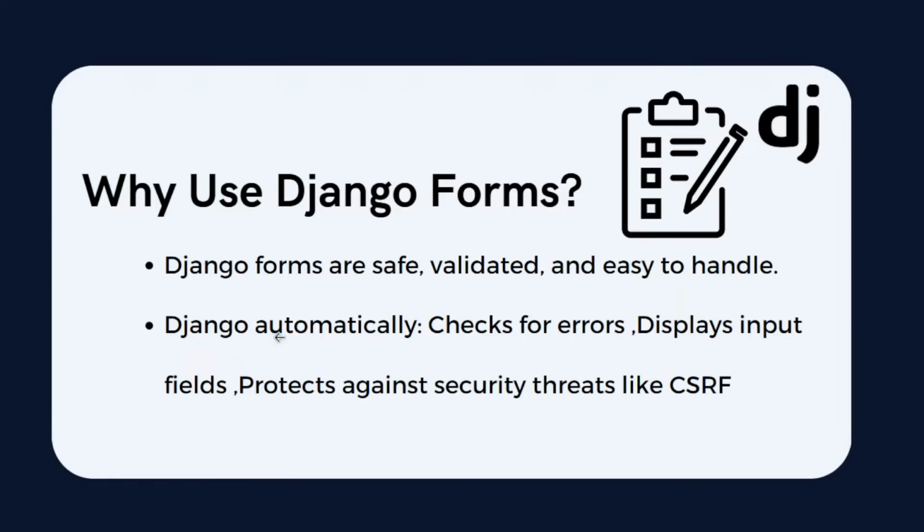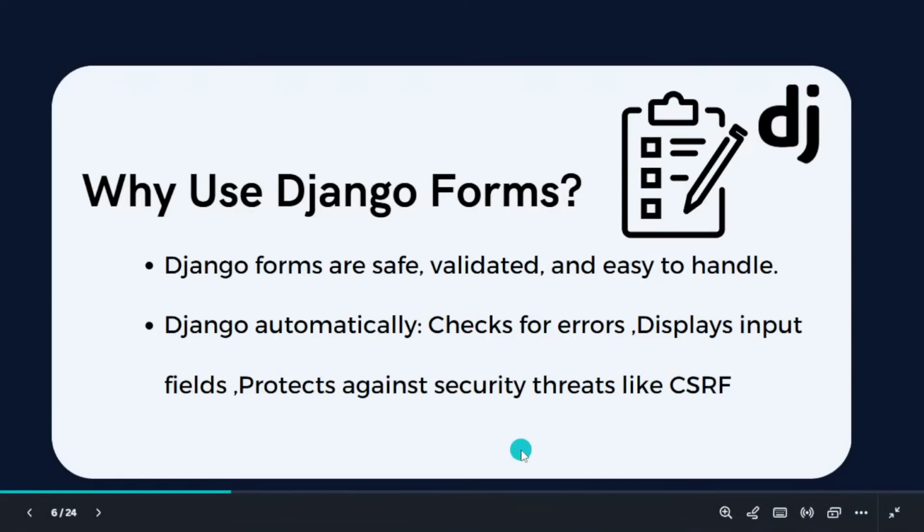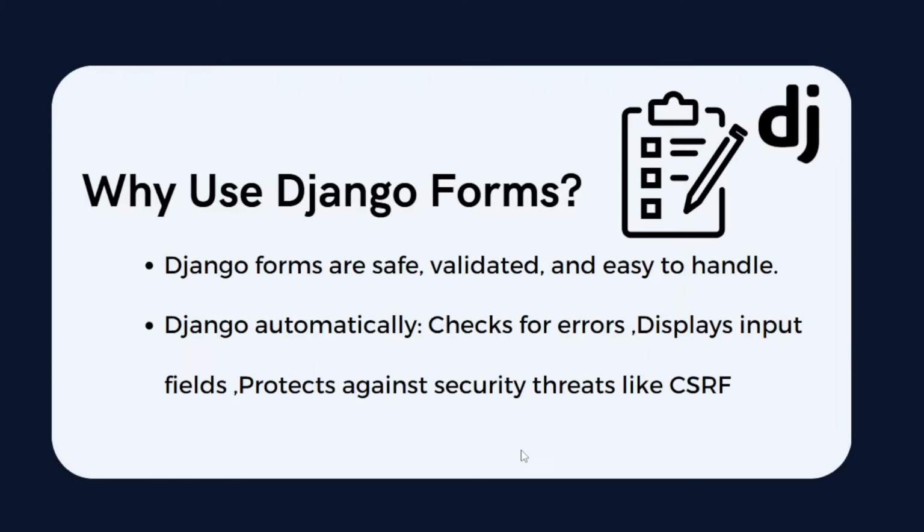And Django automatically checks for errors and displays input fields. If you enter something wrongly, it can automatically show an error also. These are also predefined in the forms of the Django framework. It automatically checks errors, right? And it also displays input fields.